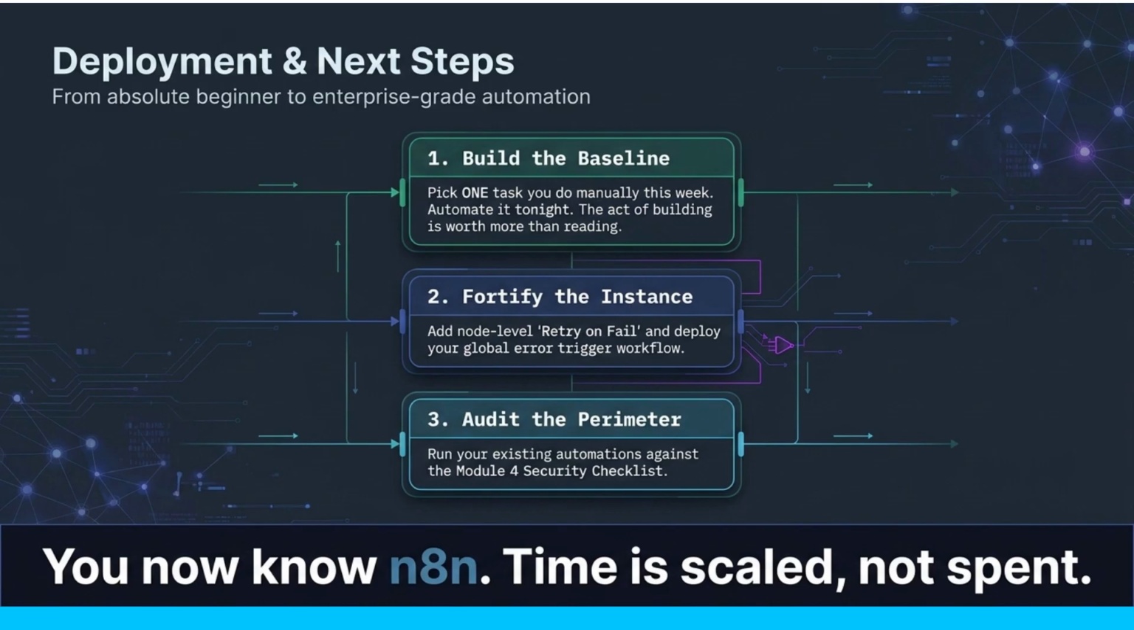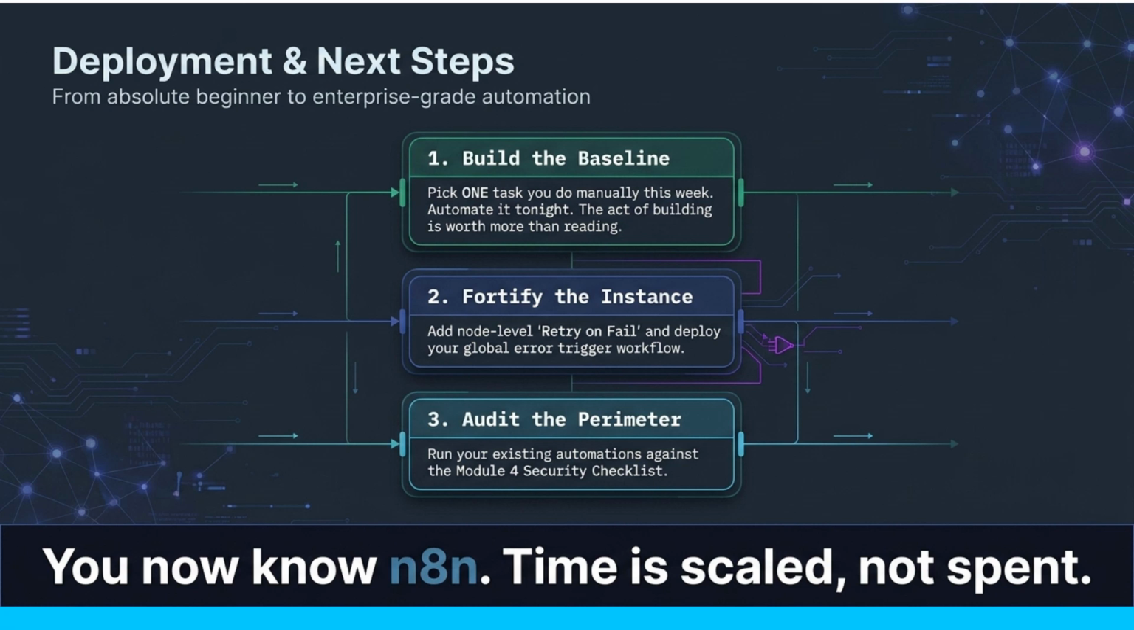3 things. Build the baseline. Pick one task you do manually this week. One task. Automate it tonight. Building something real is worth more than reading 10 more tutorials. Start tonight. Fortify the instance.